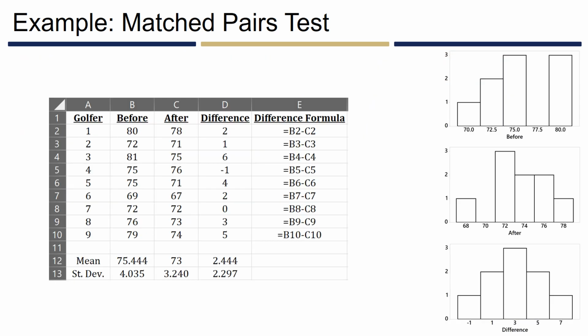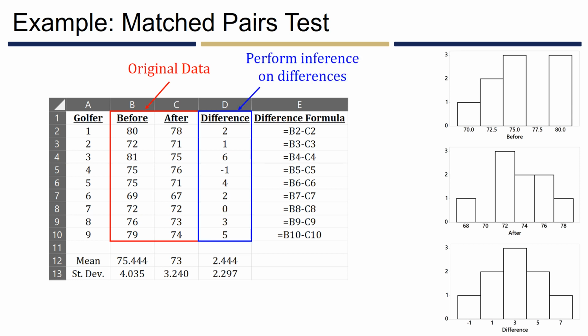Now, there's a lot more going on whenever you have a matched pairs test because there's more data that you're working with. So here's what's going on in these columns up here. Columns B and C contain your original data. Column B has your before data. Column C has the after data after having taken the golf lessons.